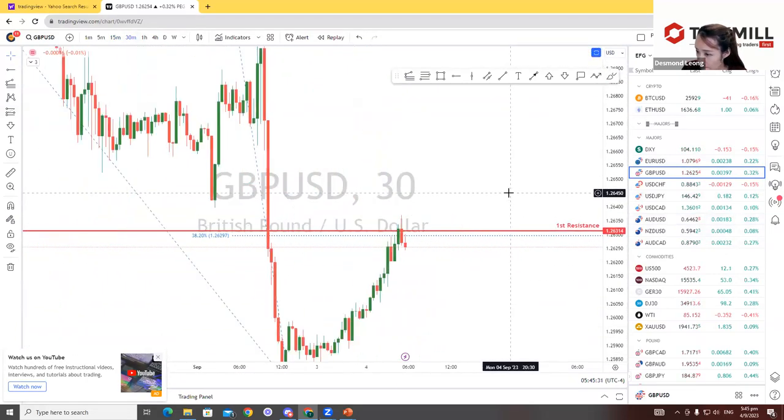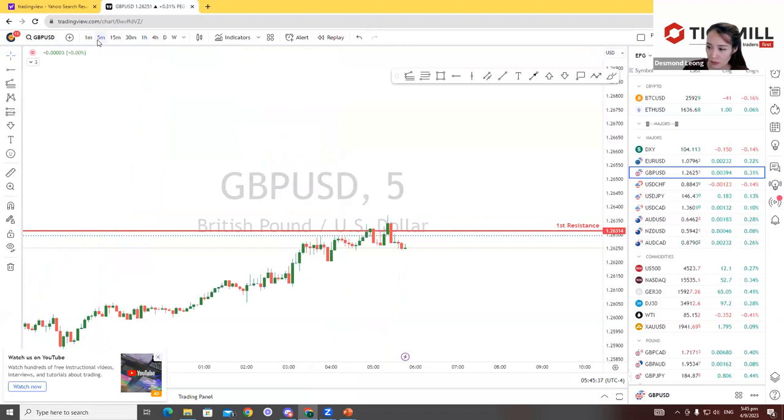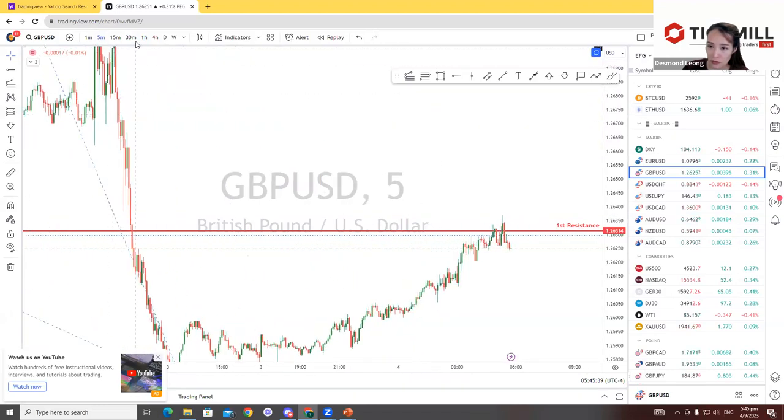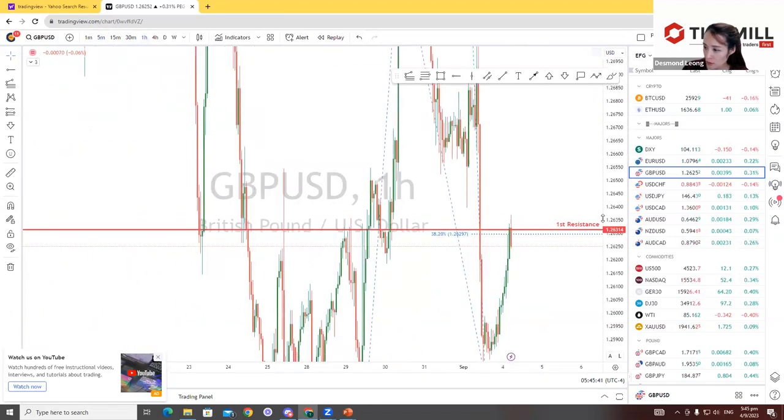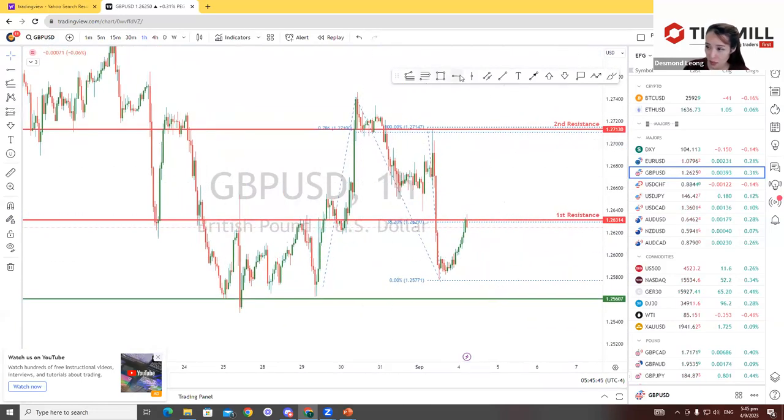Let me see. M30. Okay. Yeah, I think you may consider to sell if you want to sell here. If you want to sell here, where your TP, just to make sure for your TP to be somewhere around here, okay?